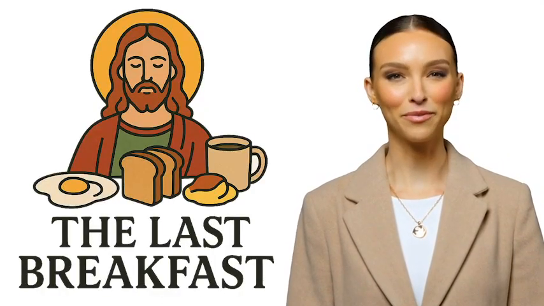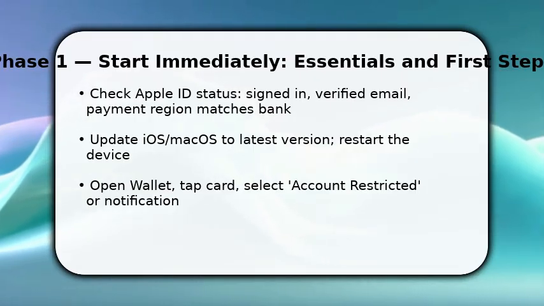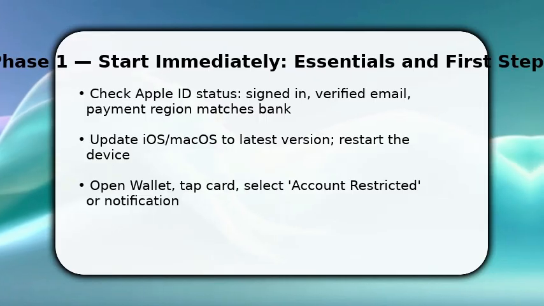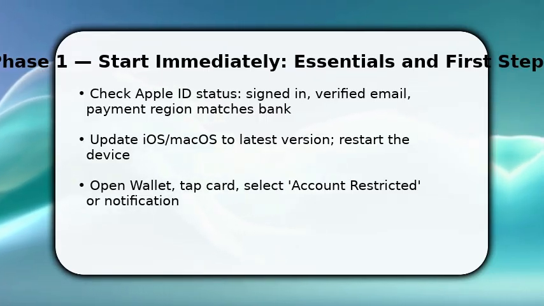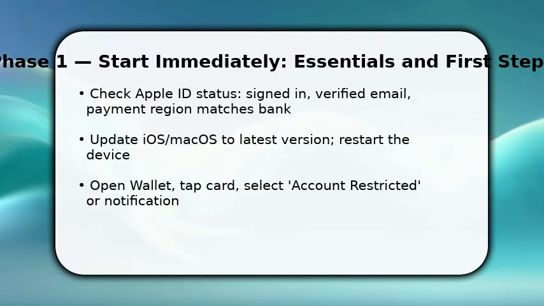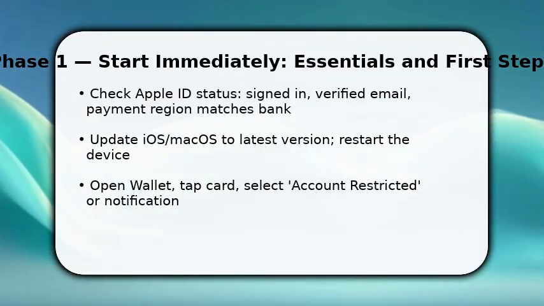Please enjoy the video. You begin by confirming eligibility and removing simple blockers. First, make sure you're signed into the correct Apple ID with a verified email and matching payment region. Banks flag mismatches. Next, update iOS or macOS and restart. This clears temporary errors. Open Wallet, tap the affected card and choose the restricted notice or notification. This initiates a step-by-step flow.